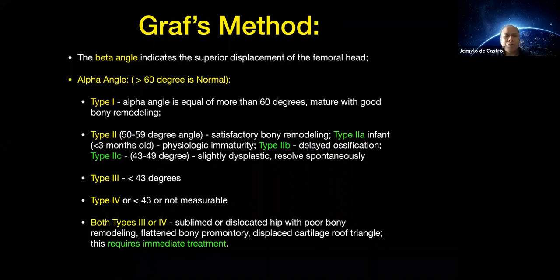Now, if your value is 43 and below, then that really requires some kind of treatment, especially with a Pavlik harness again, okay? So those are the angles and their gradings.